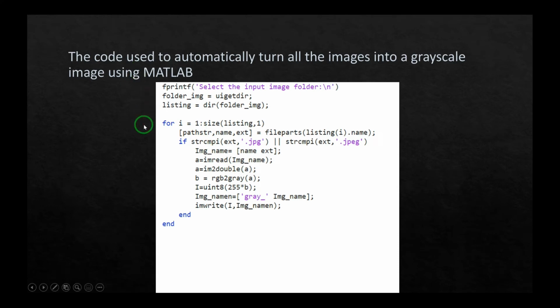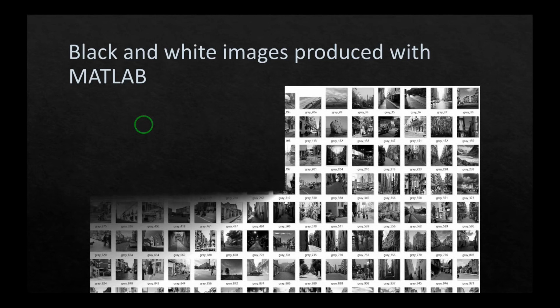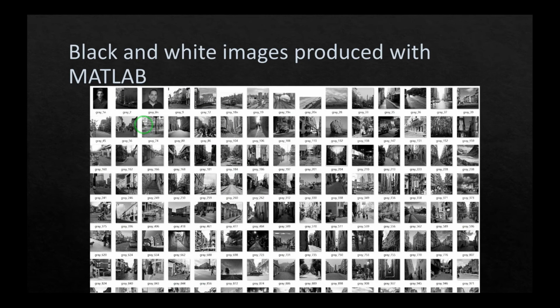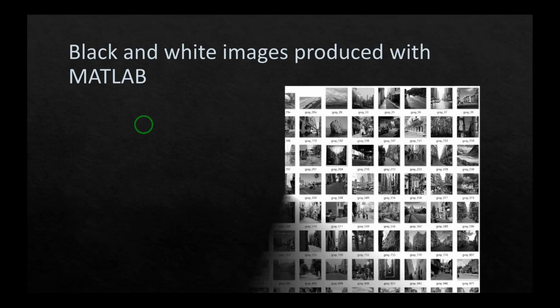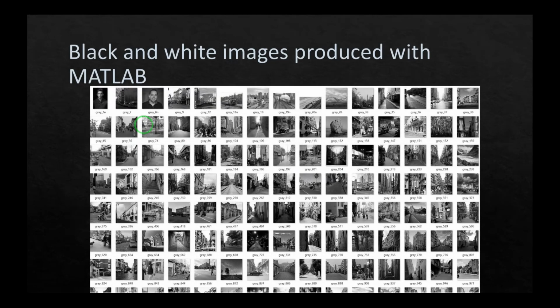So this is the code that I used in MATLAB, and I would have artificially made black and white images. So my system has colored and now black and white images. So it would learn to go from one side to the other. And here are the black and white images that I have artificially made to use in my work. Same images as this one. The only difference is this one is the black and white images.